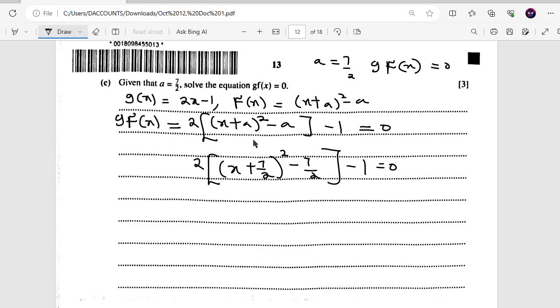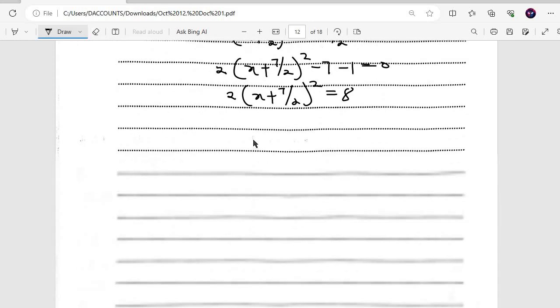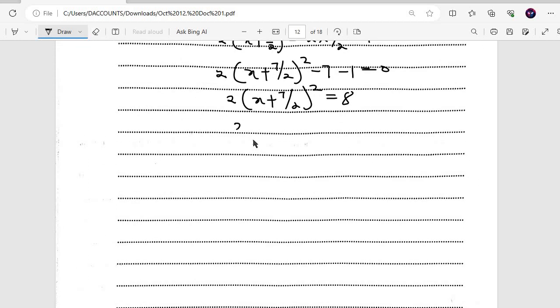From here, open the bracket by 2, we have 2 bracket (x plus 7 over 2) squared minus 2 times 7 over 2 minus 1 equal to 0. So we have 2 into bracket (x plus 7 over 2) all squared minus 7 minus 1 equal to 0. So this gives (x plus 7 over 2) all squared equal to 8. Solve means find the value of x. From here, divide both sides by 2. We have (x plus 7 over 2) all squared equal to 4.